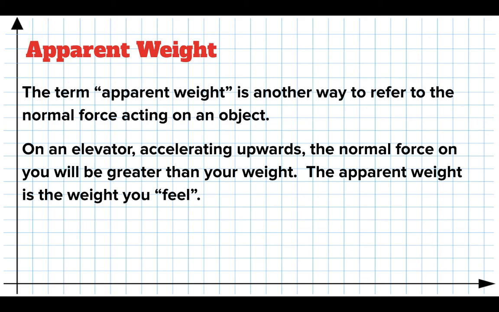This makes you feel like you are heavier because the floor is pushing up on your feet harder. So we call the normal force the apparent weight. And if an object is accelerating upwards or downwards, the apparent weight, the normal force, is not equal to mg. It's different, okay? So we're going to use that in a couple problems.